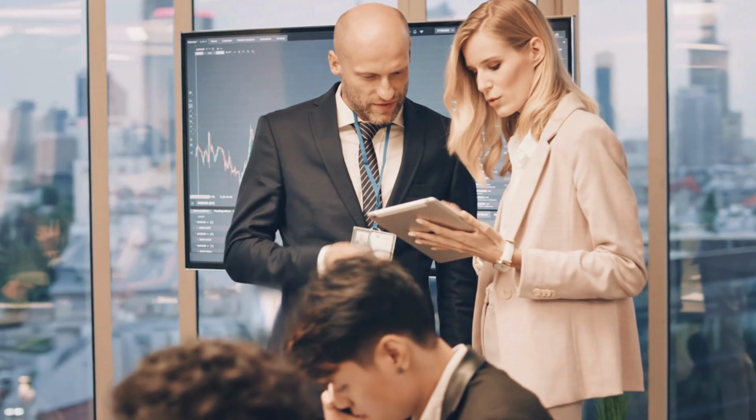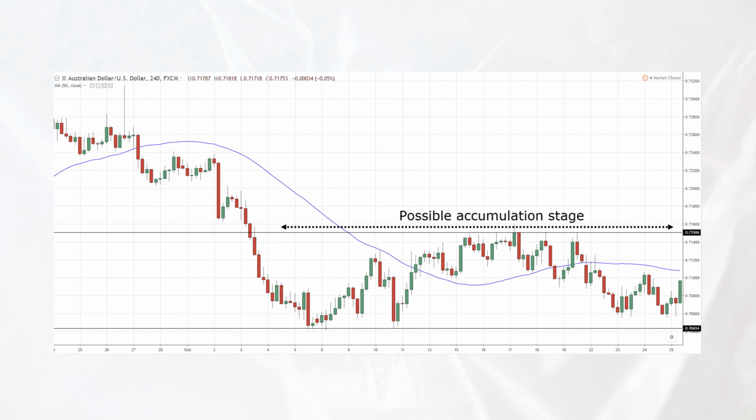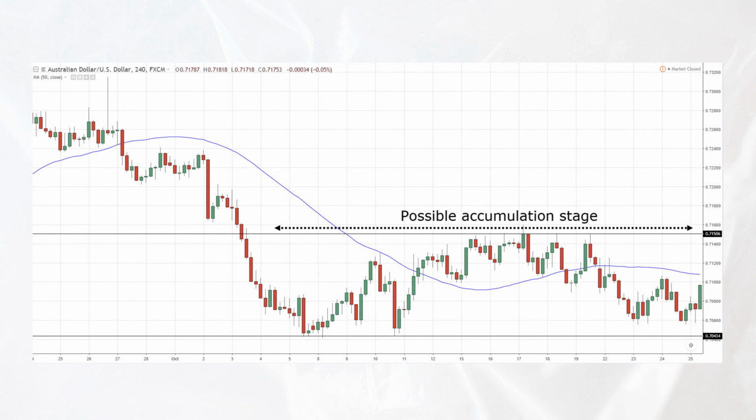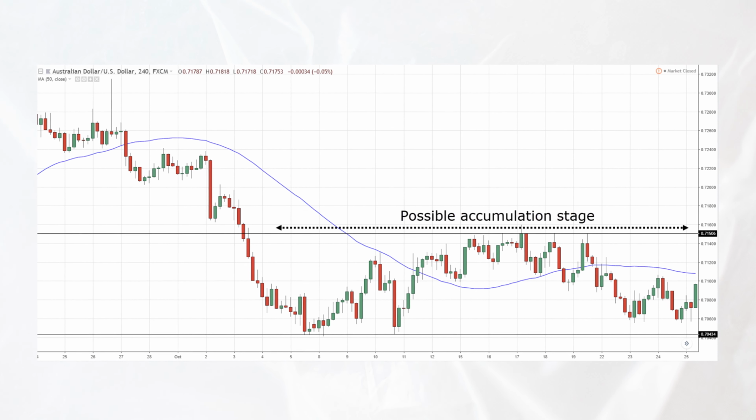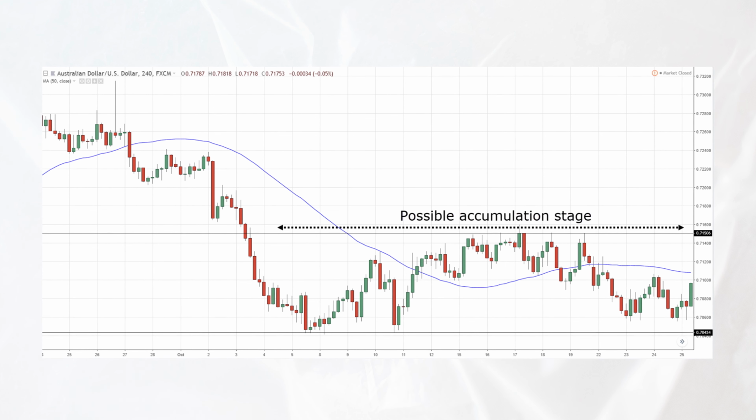Here is an example. Now, there's no guarantee that the market will reverse after trading from here, but it alerts you to the possibility that the bears are getting weak and the bulls could take control and push the price higher above the highs of the range. And when this occurs, it leads us to the next phase.